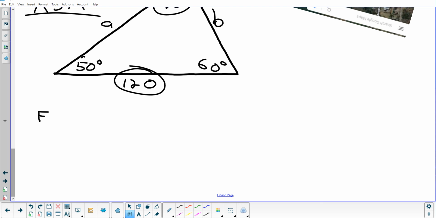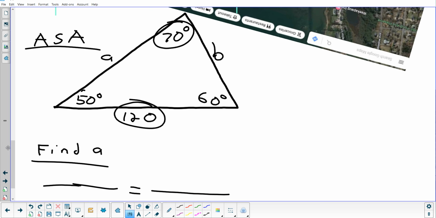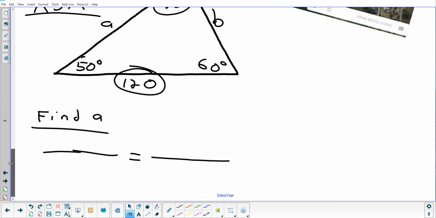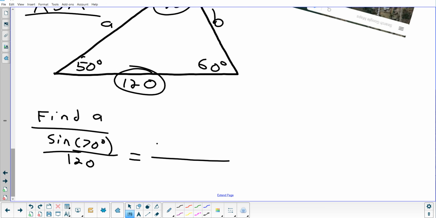So how would we set this up to find A? Sine 70 over 120. Good. Sine 70 over 120. And then on the other side? Sine 50 over A. Oh, sorry, 60. Sine 60 over A.